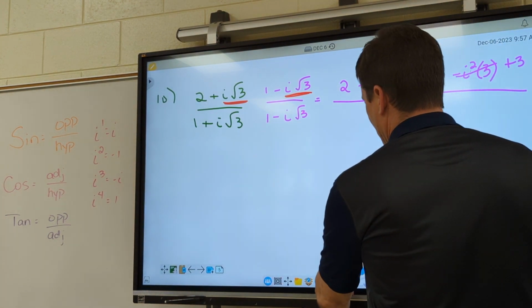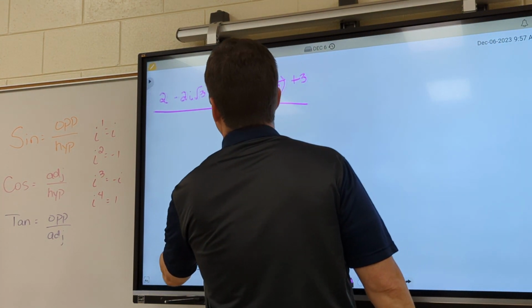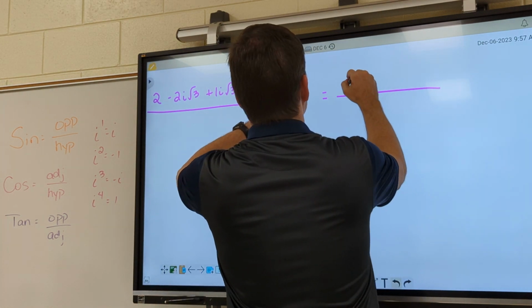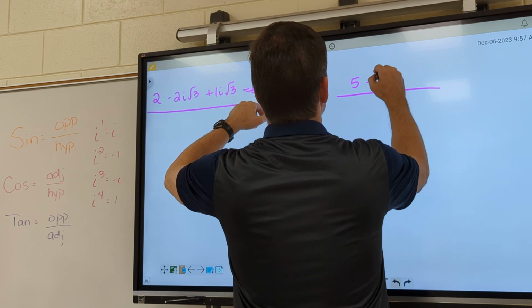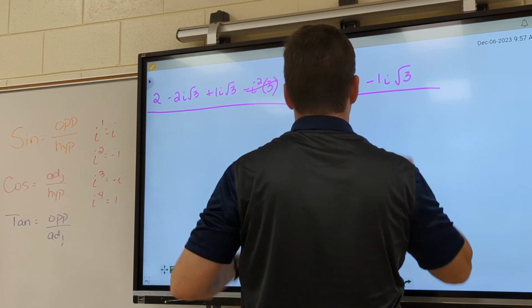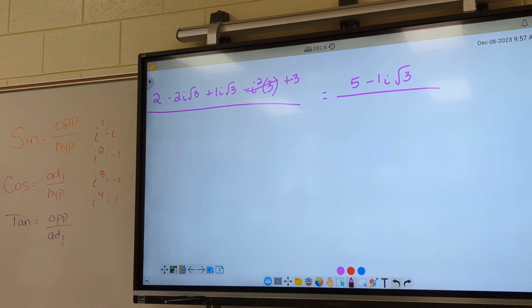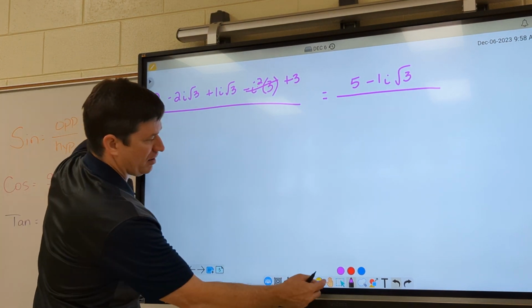All right, so very messy on the top. Let's clean that up now. I got 2 plus 3 is 5. Negative 2, that's minus 1I root 3. All right, so that's what I got on the top. Y'all can check it. Again, this is the longest one. Just got one of these on the test Friday.